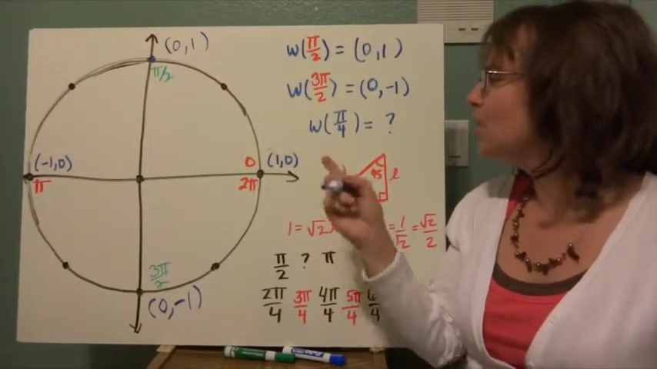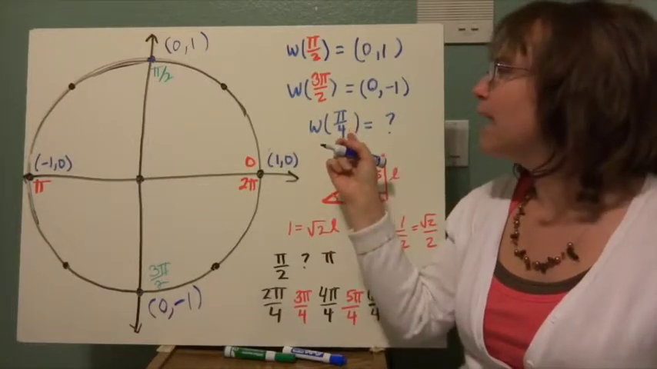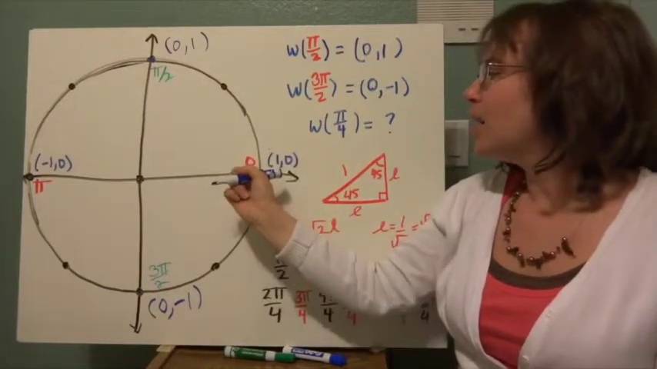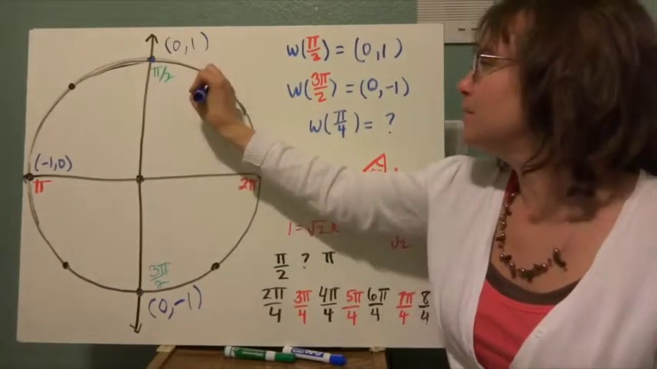Now the question is, what is the wrapping function of pi over 4? Pi over 4 is halfway between our 0 and pi over 2. So this is pi over 4.